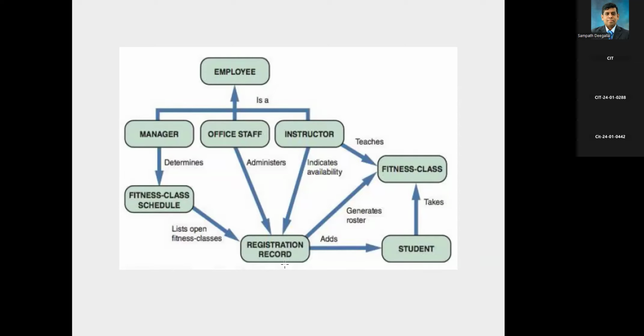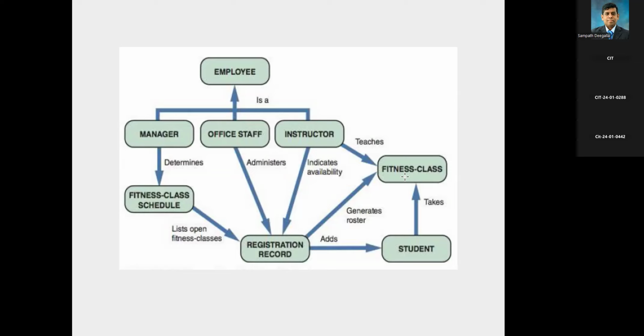First of all, you need the schedule. You can notice here the manager is the one who determines the fitness class schedule and lists open fitness classes. This is a must before you take one for the registration. And then you can also get information from the office staff, who administrate the registration code, and the instructor is the one who indicates the availability. And then the registration code should add the particular students and generate the roster. Once you do that, the instructor can teach the fitness class.